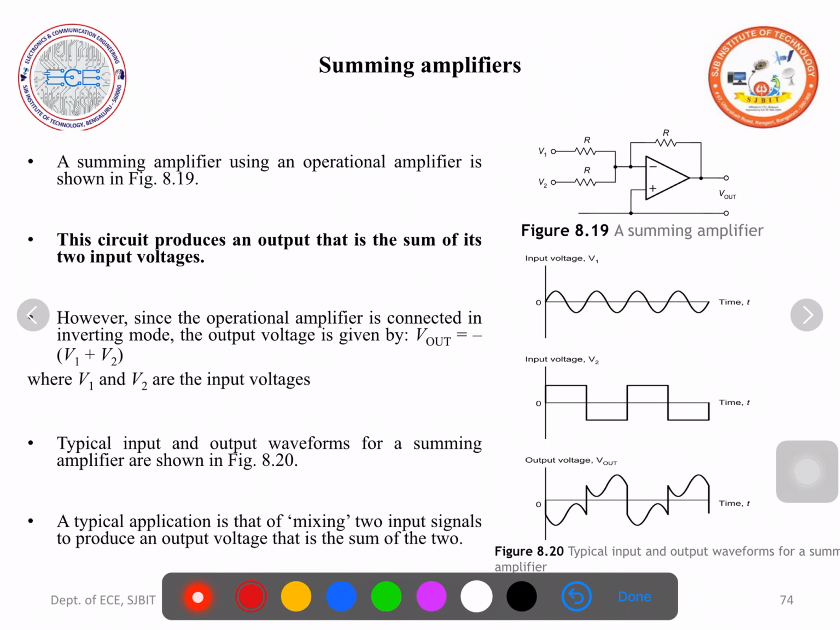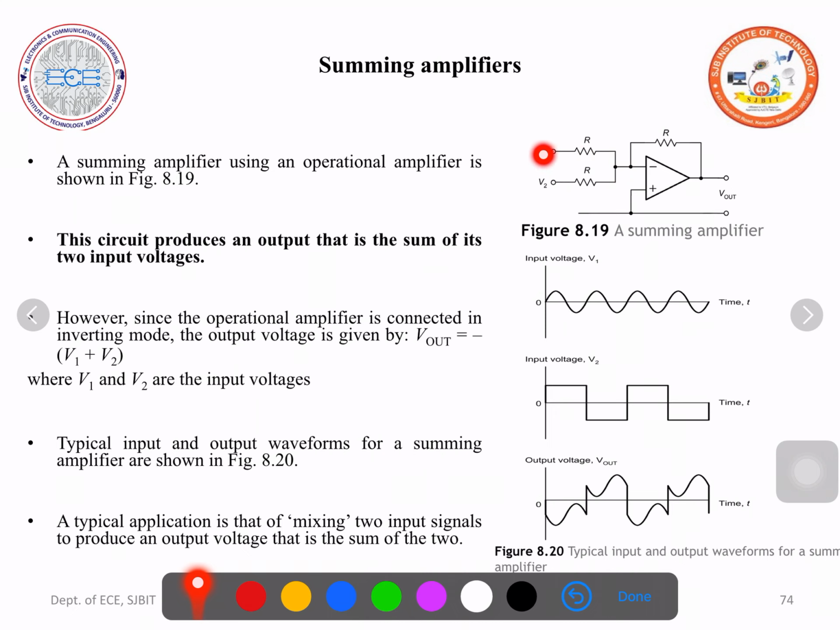Then the summing amplifier, or it can also be called an adder. It adds two signals, two voltages. This circuit produces an output that is the sum of its two input voltages. So the circuit is the operational amplifier. The non-inverting terminal is grounded as usual.